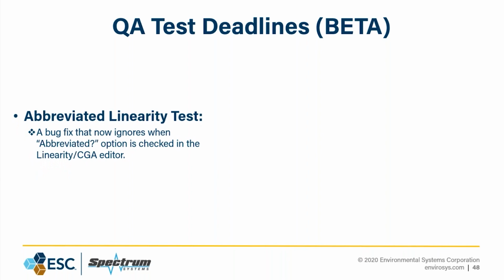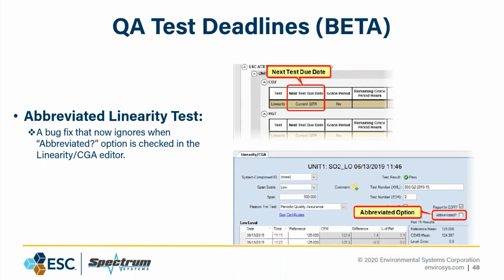The abbreviated linearity test: a bug was fixed that now ignores whether the abbreviated option is checked in the linearity and CGA editor. What was happening when it was checked, it would basically miscalculate the next linearity test that was due. So now this abbreviated option, whether it's checked or unchecked, is ignored and now is showing the next test due date correctly.